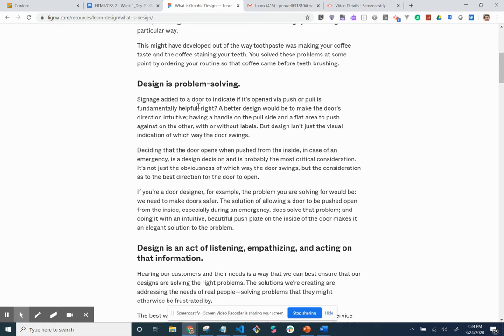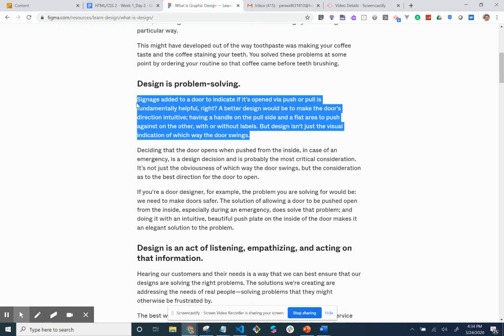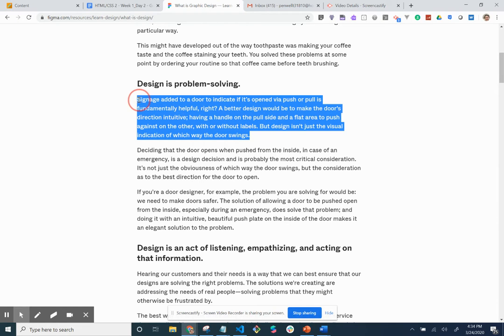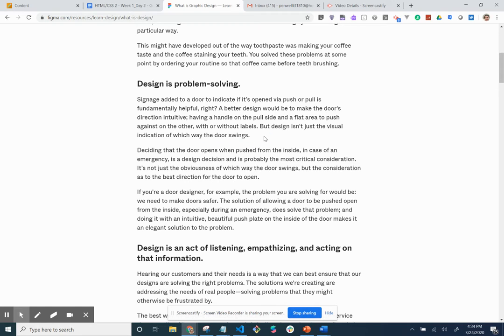So it talks about signage on a door. You want it to be fairly, hopefully, self-explanatory in regards to signage on a door, or based on the handle. Is the door something you've got to pull to open or push to open? And you can kind of see most doors depending upon the handle.